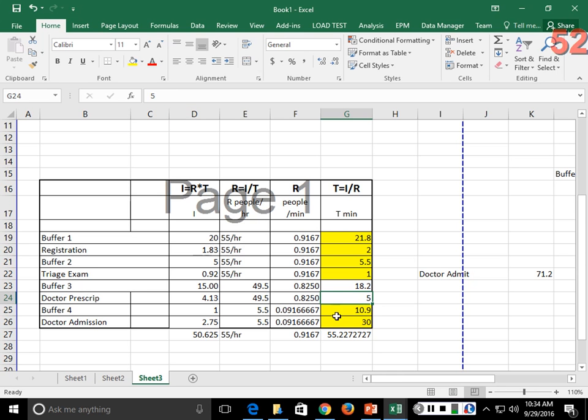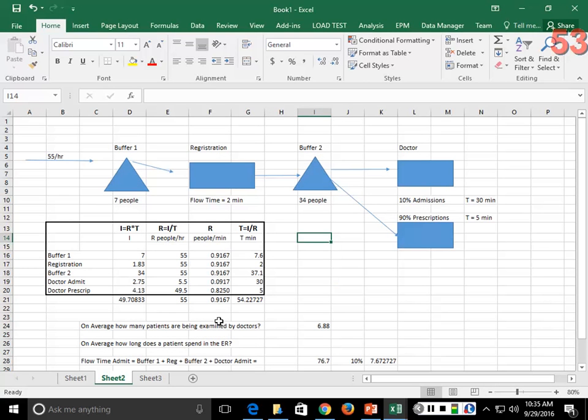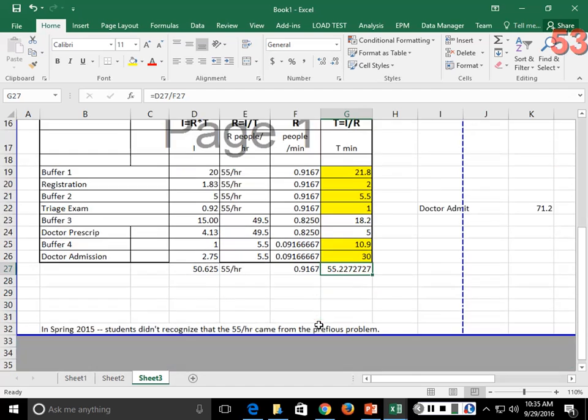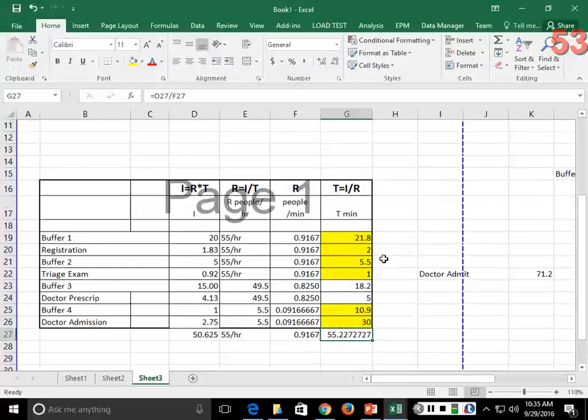Now I've got flow time at every activity and buffer, and inventory at every activity and buffer. I know that on average there are 50.625 people in the system. There are 55 people per hour going through the system, and that leaves me with an average flow time of inventory divided by throughput of 55.227. So if I compare that to the last problem, where we were at 54.227, it's actually taking a little more time on average. All right, let's see what other questions they ask.